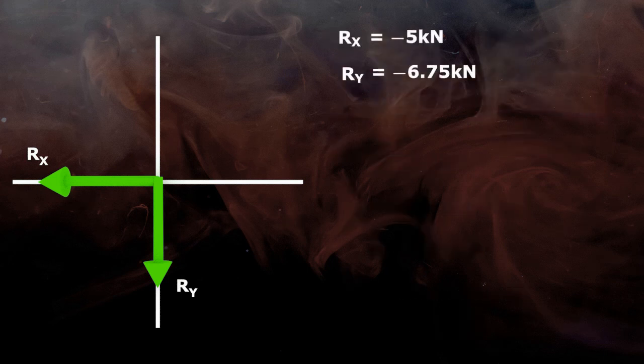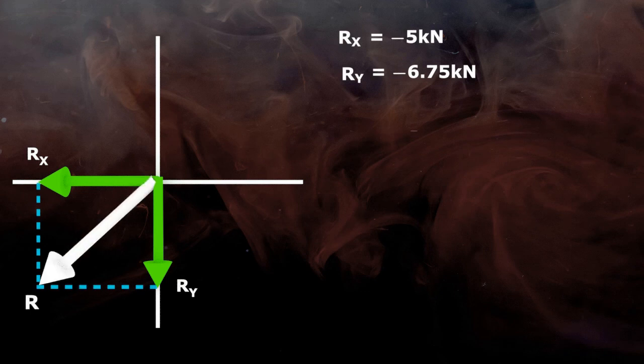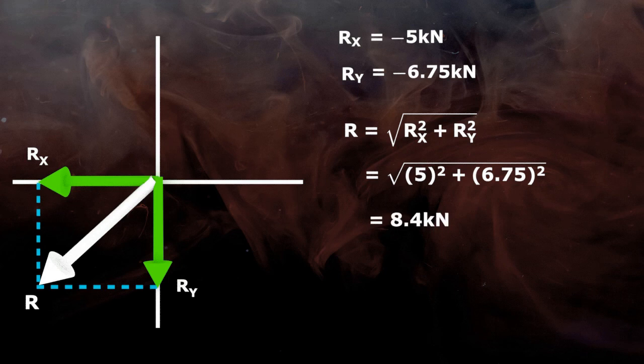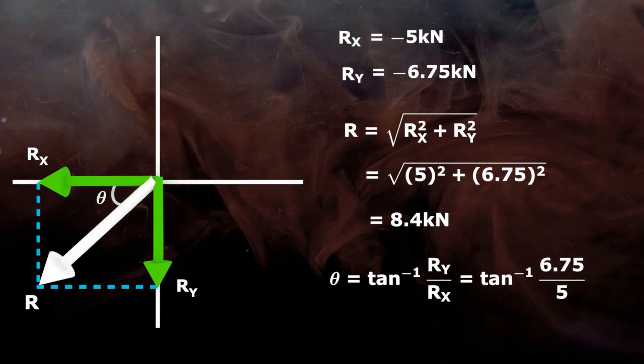And here we get two perpendicular forces acting on the joint which can be considered as sides of a parallelogram. The resultant force R of these two forces Rx and Ry is the square root of Rx square plus Ry square. Put the values and we get R equal to 8.4 kilonewton. And the angle between the resultant R and the x-axis is tan inverse Ry upon Rx. So the angle theta is 53.47 degrees.